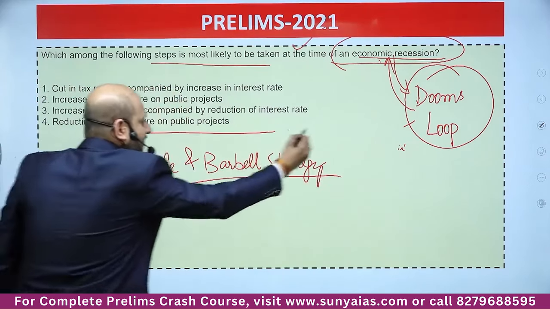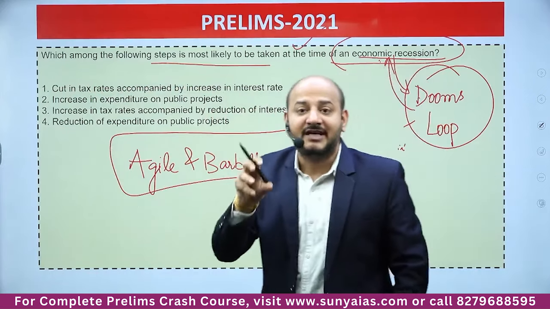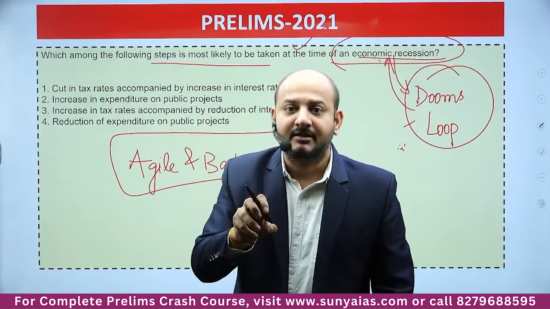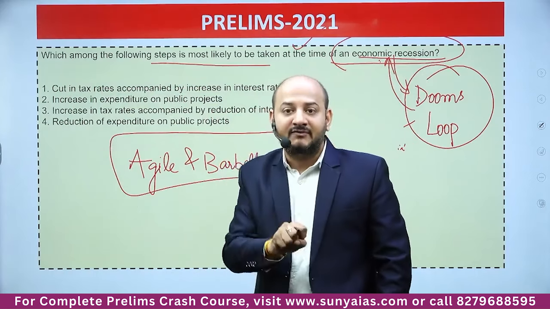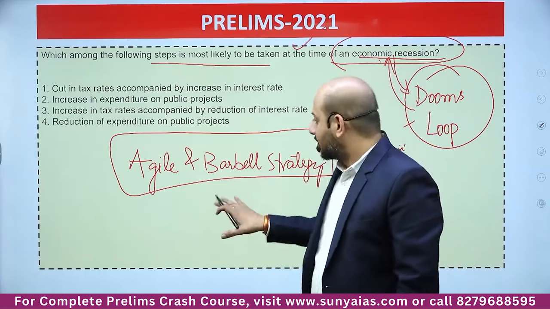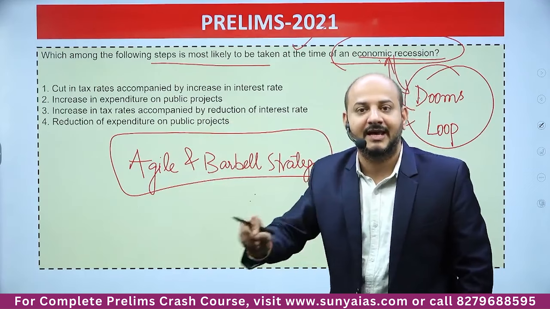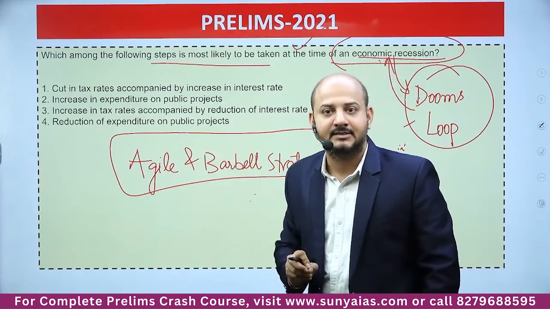These words are important to you in terms also, agile and barbell strategy, what it was, how did we tackle the pandemic in terms of economic development, how did we keep ourselves resilient, how did we get the K-shaped recovery. उस समय भी तो रिसेशन आने की पूरी चांसेस थी, economic slowdown was happening, companies were laying down, they were laying off their employees.